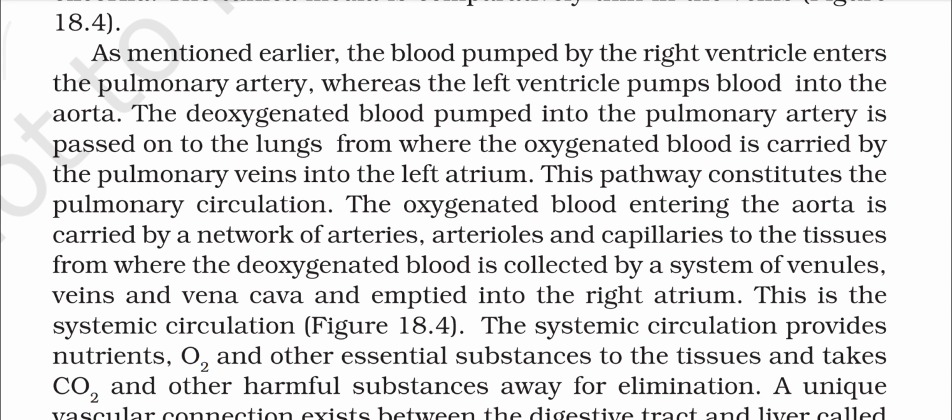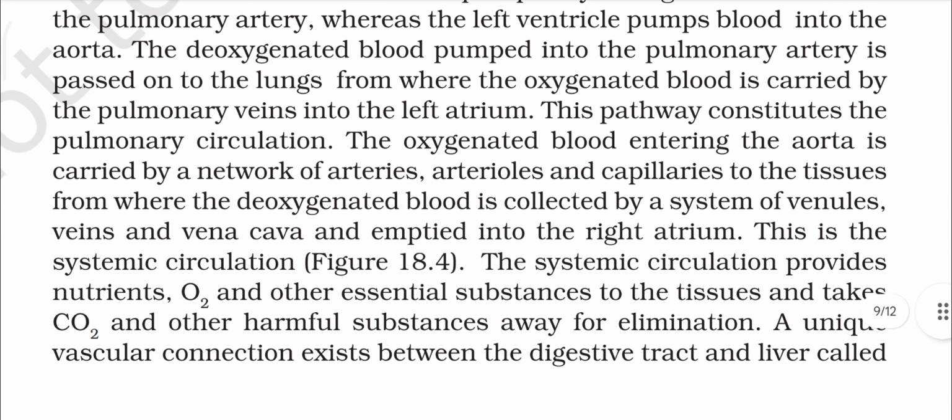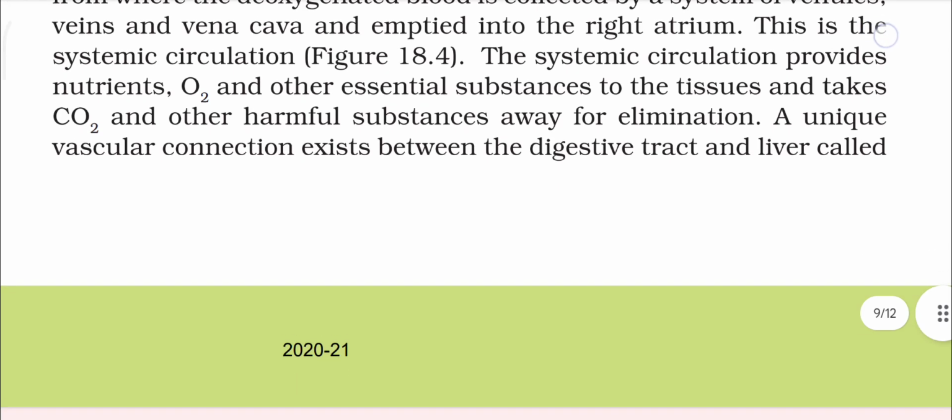The oxygenated blood entering the aorta is carried by a network of arteries, arterioles, and capillaries to the tissue, from where the deoxygenated blood is collected by a system of venules, veins, and vena cava and emptied into the right atrium. This is the systemic circulation. The systemic circulation provides nutrients, oxygen, and other essential substances to the tissue and takes carbon dioxide and other harmful substances away for elimination.